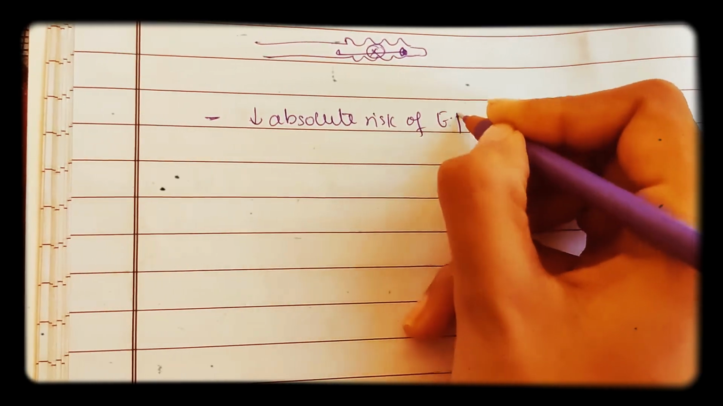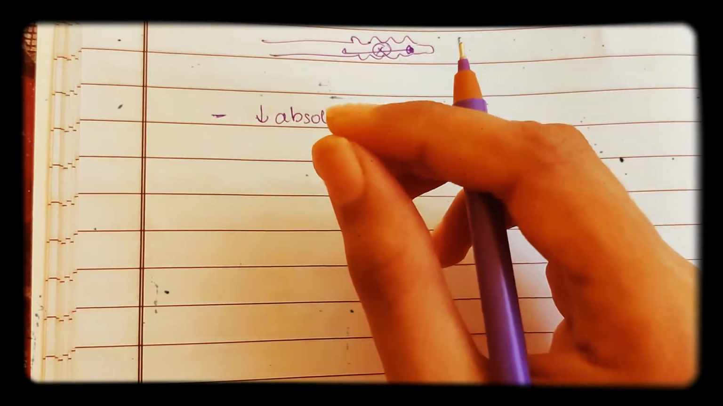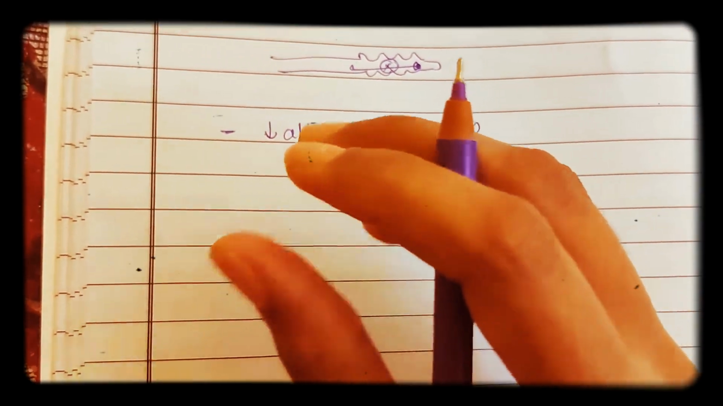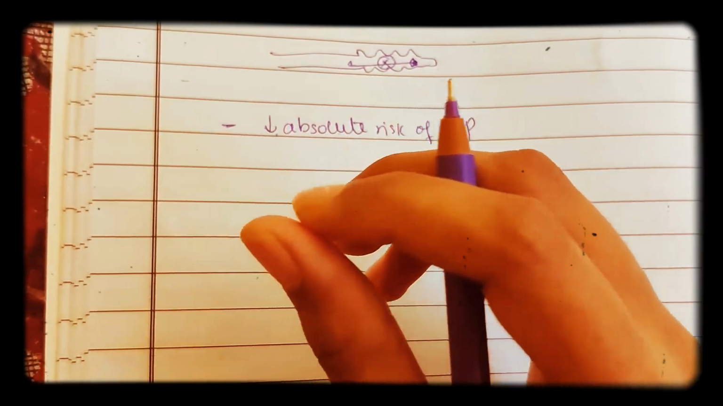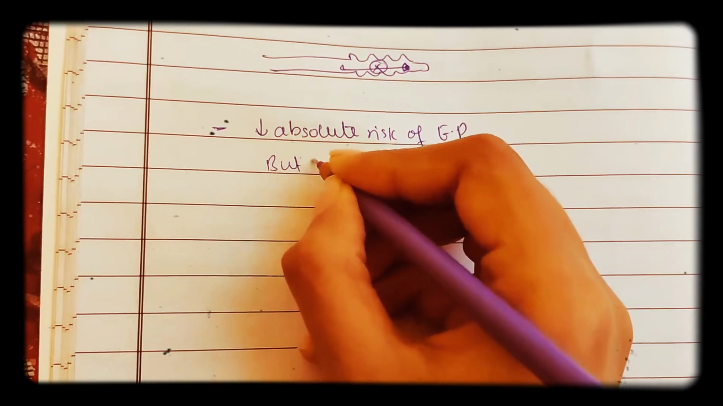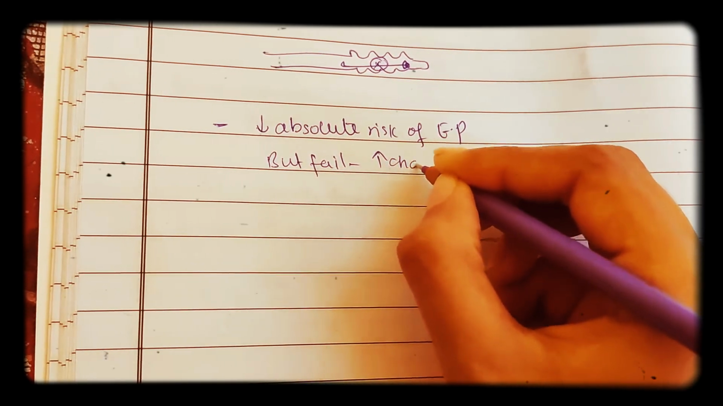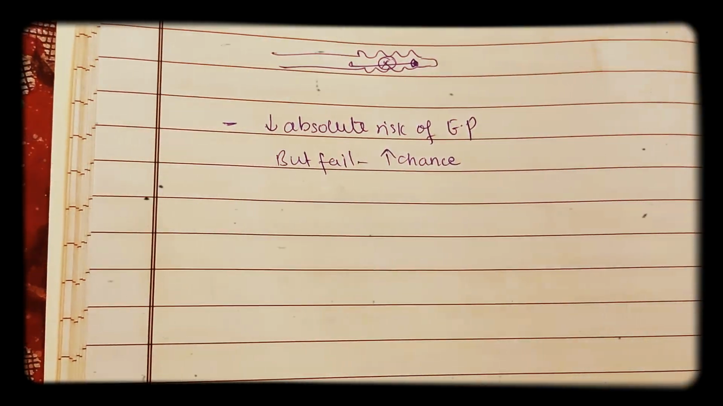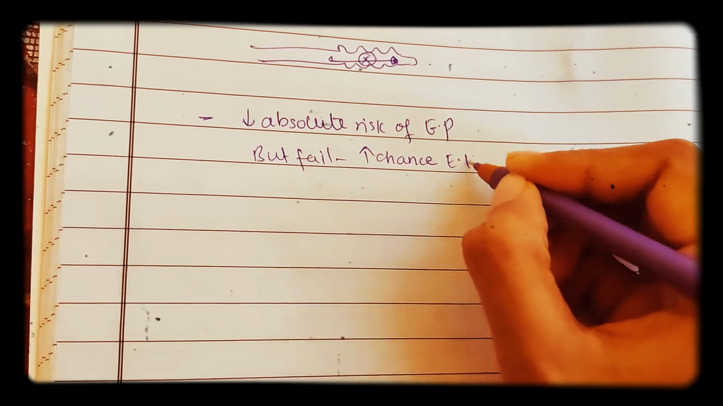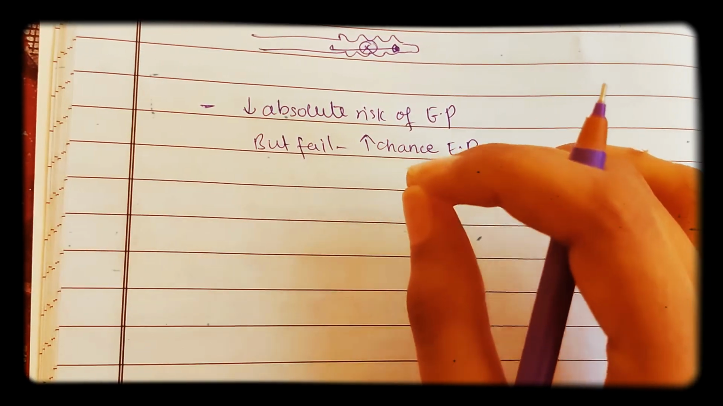Even though they decrease the risk of ectopic pregnancy, what contraceptives normally do is decrease the overall chance of any type of pregnancy, not only ectopic. But when they fail, what happens? It will lead to an increased chance of not a normal pregnancy but an ectopic pregnancy. This is very important. When the contraceptive fails, there is a higher chance of ectopic pregnancy.